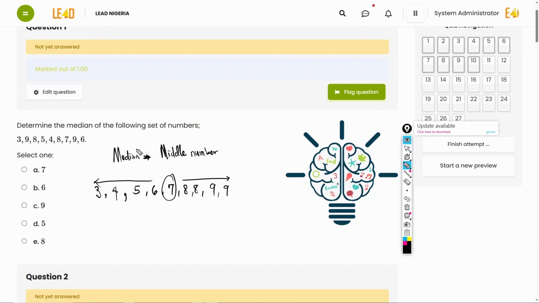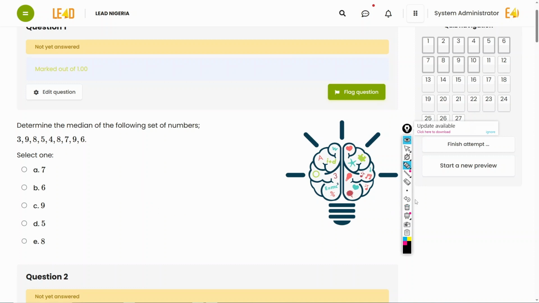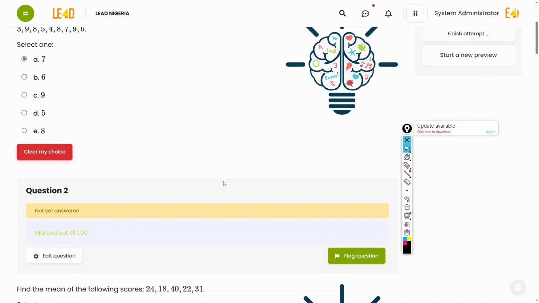So to find the median, you arrange from smallest to biggest, or biggest to smallest for that matter, and then you take out the number in the middle. Sometimes when you've arranged it, you can take out the numbers one by one from each side until you spot what's left in the middle. Okay, so the correct answer is 7.